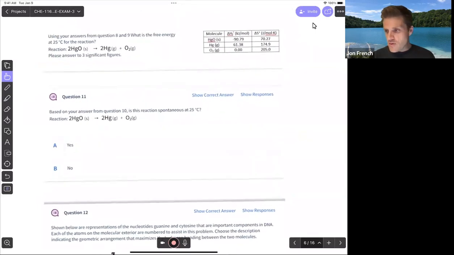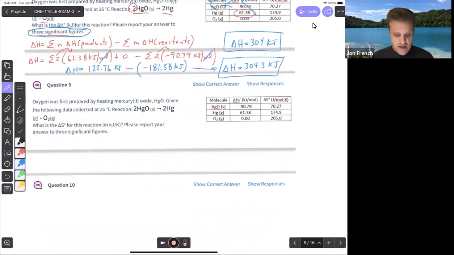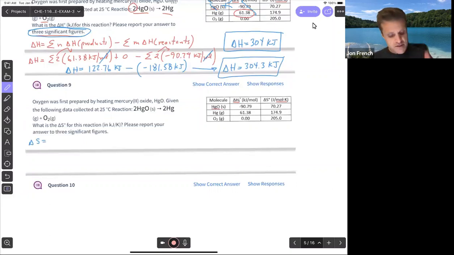All right, so yeah, we'll go back and do question 9 because question 9, right? I need the answer for question 9 to answer question 10. So we just found delta H was 304 kilojoules. So question 9, we'll find our change in entropy for this reaction. It's the same summation calculation, right? Entropy products minus the reactants.